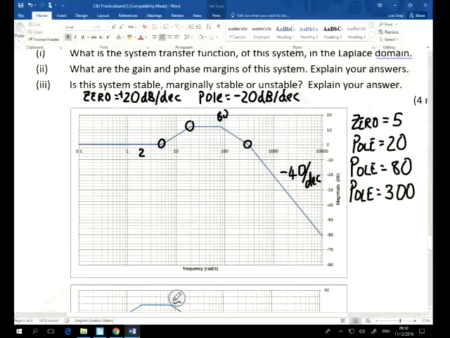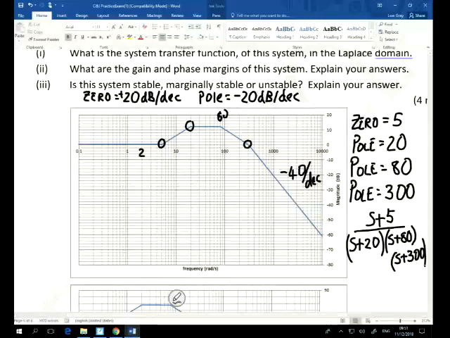Okay, so then it's just a matter of knowing zeros on the top line, poles on the bottom line, and put them into your equation. I've not really got space here, but well, maybe I have. So you're going to have an S plus 5 on the top from your zero, and then on the bottom you're going to have an S plus 20, an S plus 80, and an S plus 300. That's all on the bottom line. So that's quite straightforward, I think.